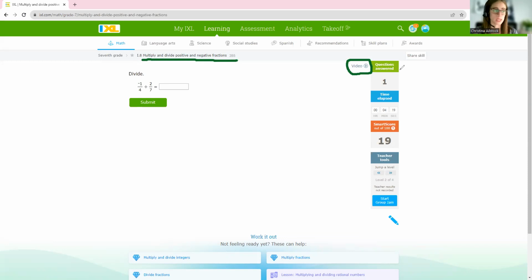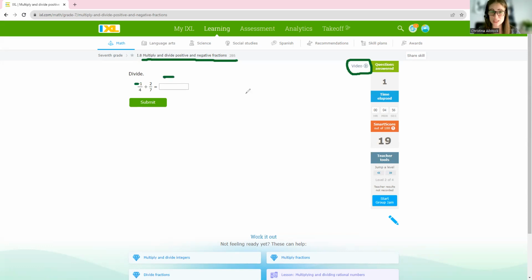All right, we have our first problem here. We are being asked to divide -1/4 and 2/7. The first thing I like to do, just so I can make sure that I don't forget about it, is decide whether my answer is going to be positive or negative. So remember, when you're multiplying and dividing numbers, if the signs are the same, your answer will be positive. If the signs are different, your answer will be negative. And we can see here our first fraction is a negative, our second fraction is a positive. So because they have different signs, my answer will be negative.